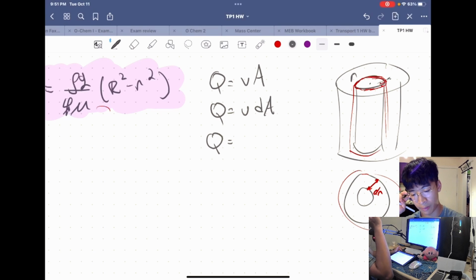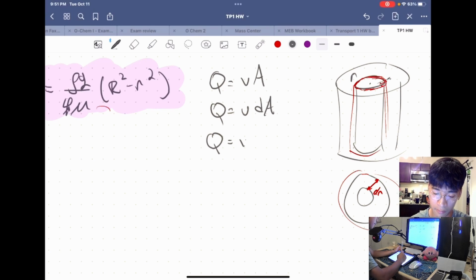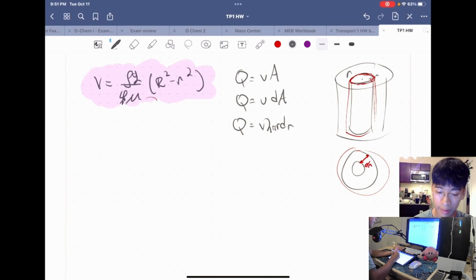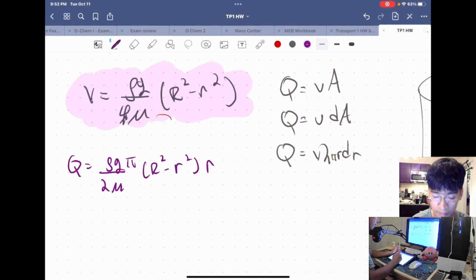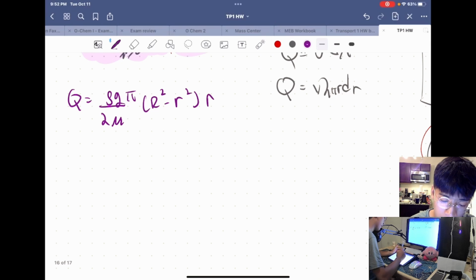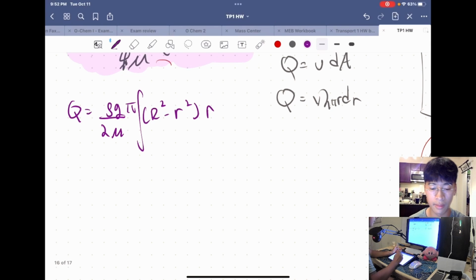This is a rectangle of width dr and length 2 pi r, right? And let's go ahead and plug in that V in there. So we have Q is equal to, that 2 cancels out, rho G over 2 mu pi r squared, r. Go ahead and distribute our r. Okay, actually, let's go ahead and wiggle that out.